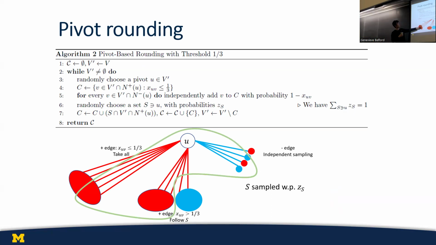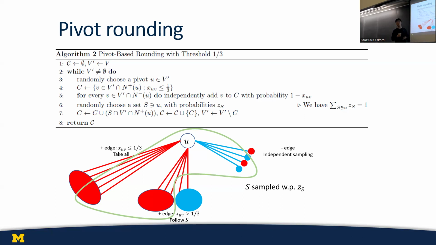The first group is the plus neighbors of U that are close in the LP value sense. You take all of them; they're going to go with U. And then all the minus neighbors of U, we sample independently according to their distance to U, because they're totally independent. And then only in the middle group, we still want to use the power of the cluster LP that can sample from the set of sets.